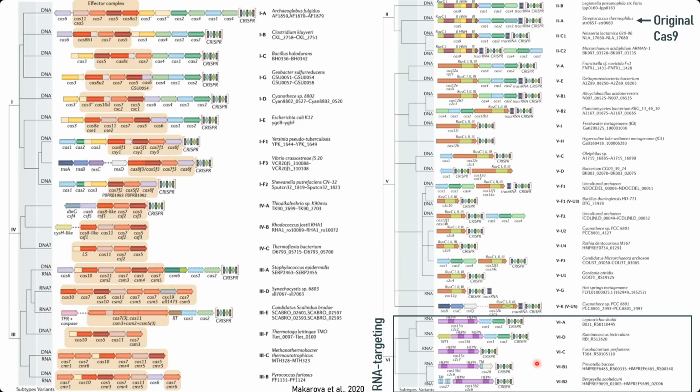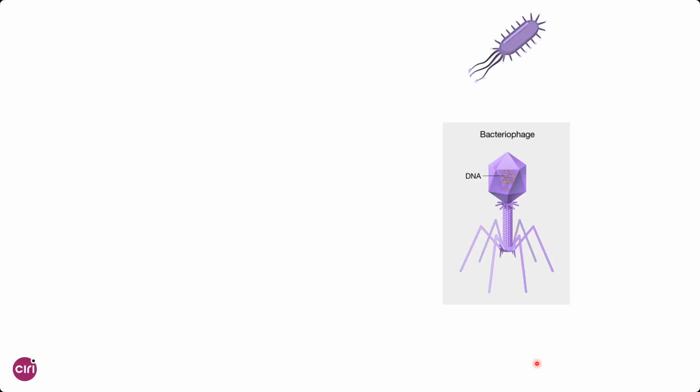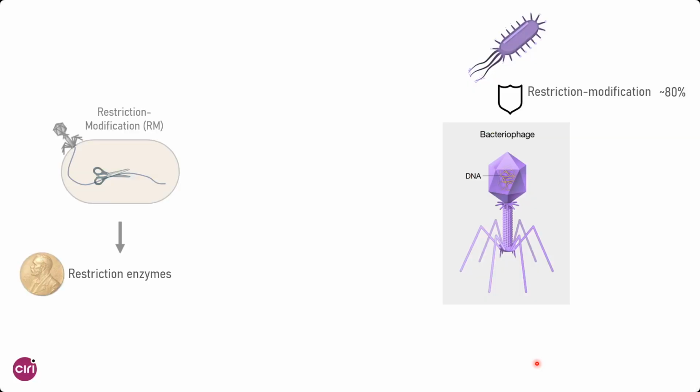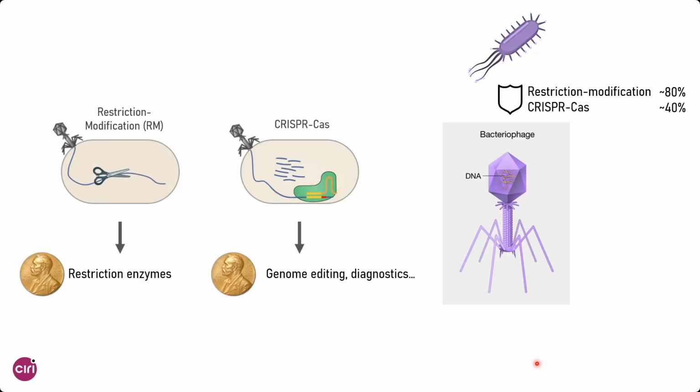All right, so if we go back like 10 years ago, we know that bacteria evolved restriction modification systems to defend against phages, and these restriction modification systems are the most abundant defense systems so far, found in like 80% of bacterial genomes. Then we also know CRISPR-Cas systems, found in around 40% of bacterial genomes. And of course, both of these families of defense systems led to major breakthroughs in gene editing and molecular biology.